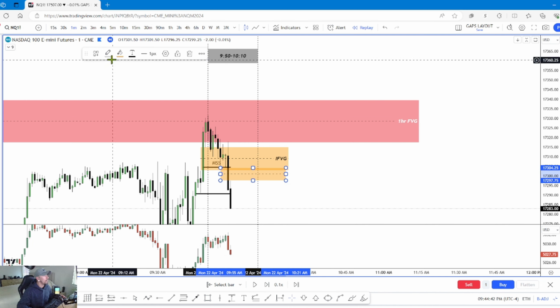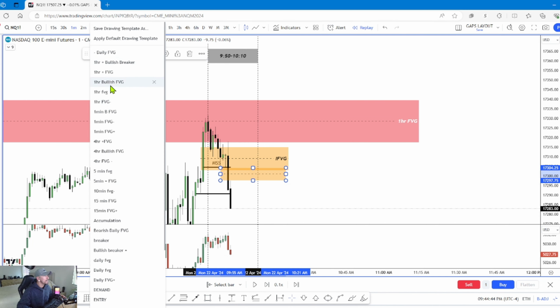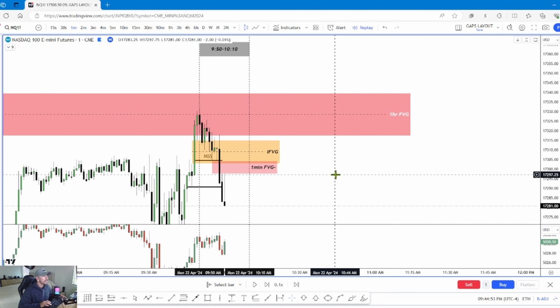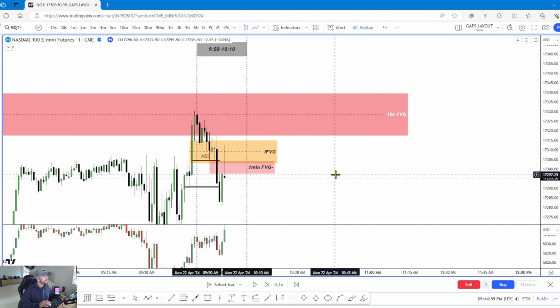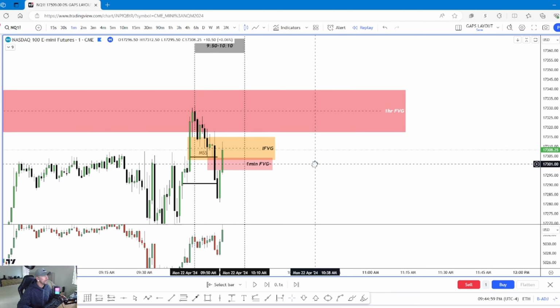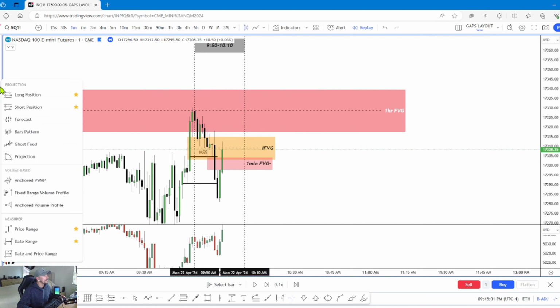We have this 1-minute bearish fair value gap. So price returns back up into both here. So you could be a seller.